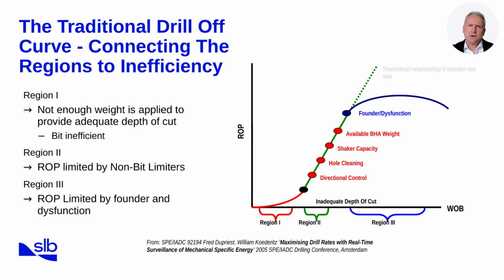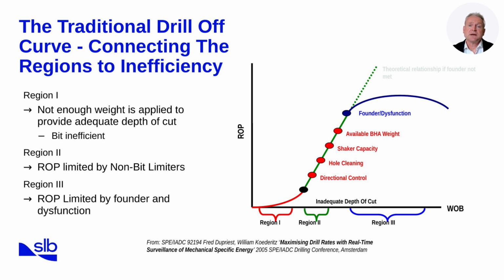Here we break the drill-off curve into 3 distinct regions, each associated with different types of inefficiency. In region 1, we see inadequate weight on bit being applied. Here, the bit cannot achieve the necessary depth of cut, and penetration is slow simply because the tool is underloaded. The inefficiency is bit-related rather than caused by external dysfunctions.